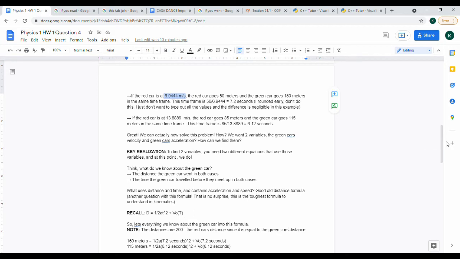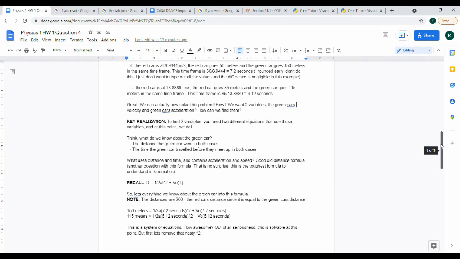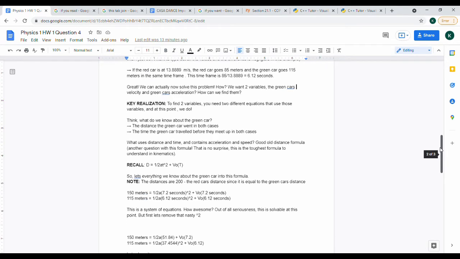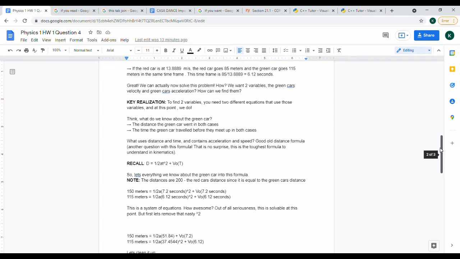Wonderful. So now we got 2 different times, and for both of these cases, this also applies to the green car. So a key realization to note is that to find 2 variables, which are the acceleration and the velocity of the green car, which we both want to know, we need to use 2 different equations.